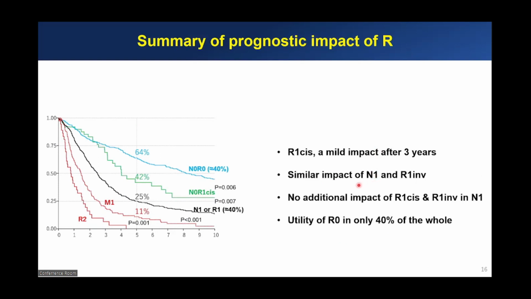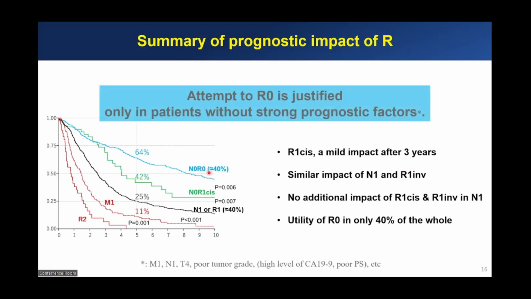And the important point is that the survival impact of M1 nodal metastasis and positive margin with invasive cancer is similar or identical. So no additional impact of R1 invasion in patients with M1. And the utility of R0 is only 40% of the whole. This group is beneficial. So an attempt at R0 is justified only in patients without stronger prognostic factors.